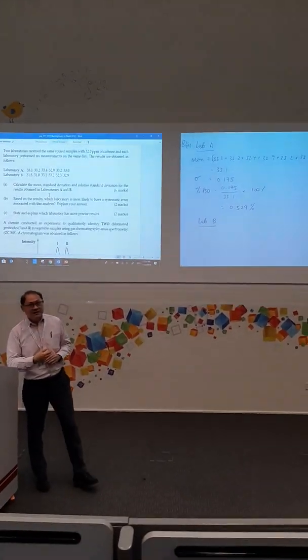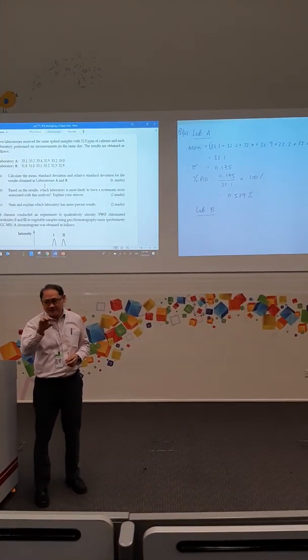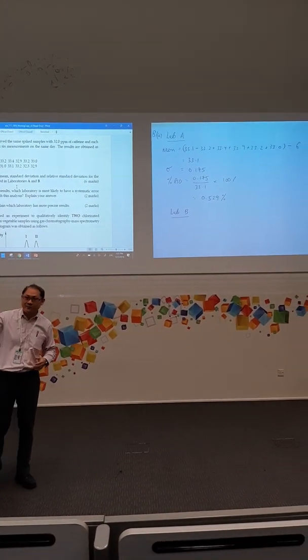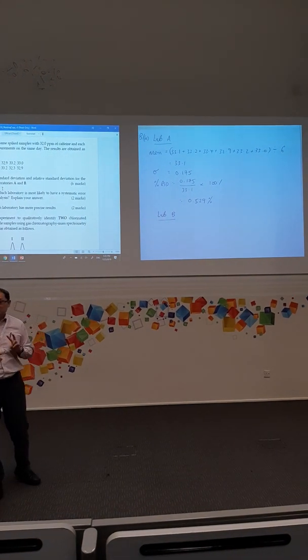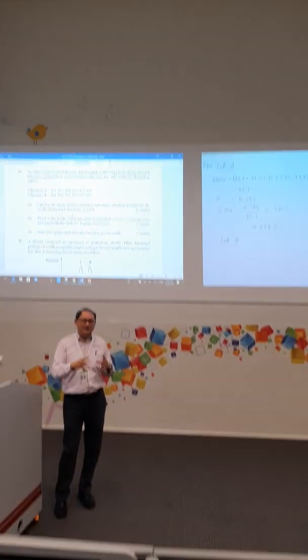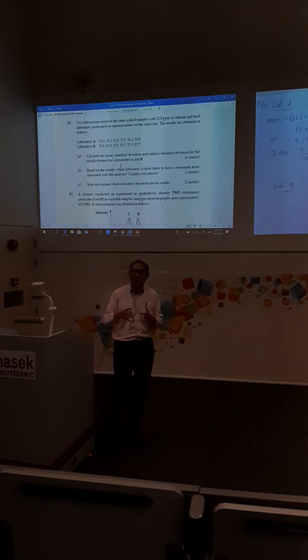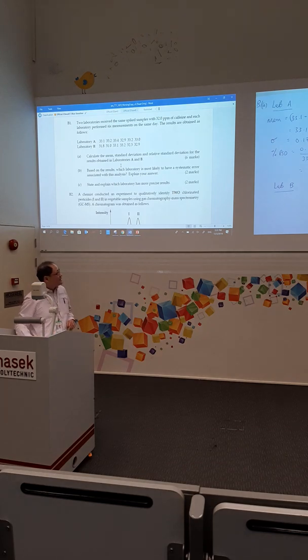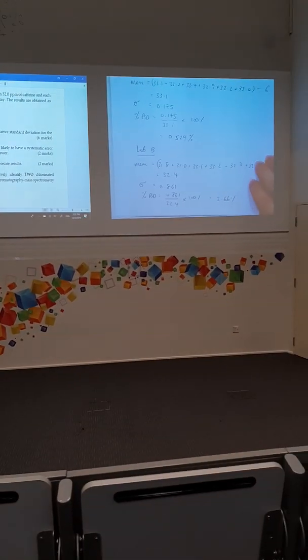Okay, RSD. RSD by definition is you figure out the standard deviation, then divide it by the mean of the data set, and then multiply by 100%. Standard deviation and relative standard deviation are both indicators of how precise the data set is. Those individual data, how close are they to each other? So that is laboratory A. You do exactly the same for lab B.